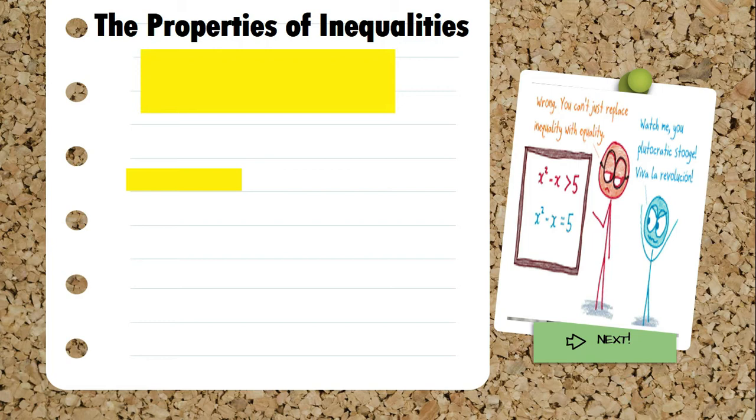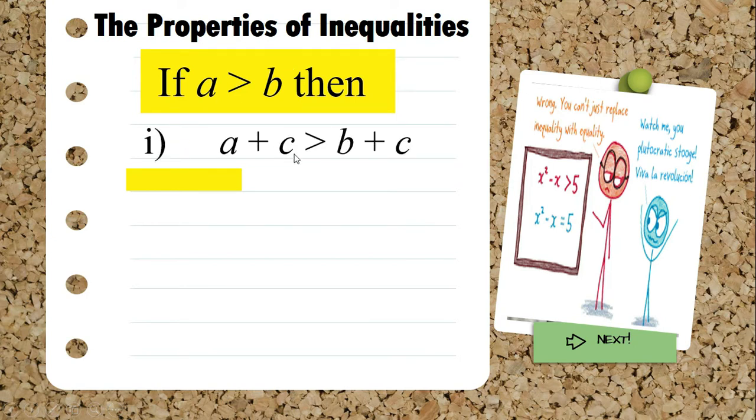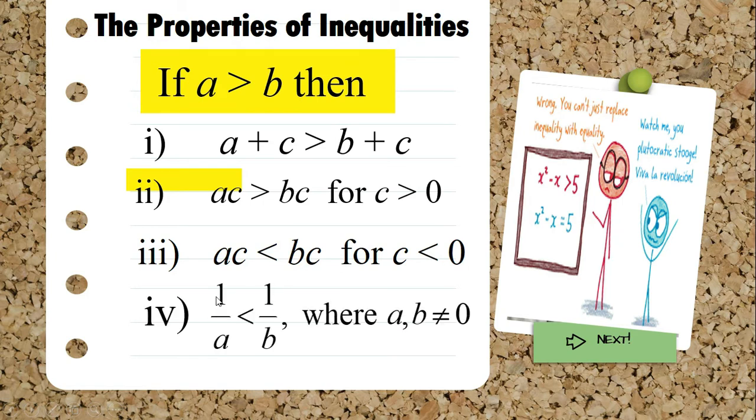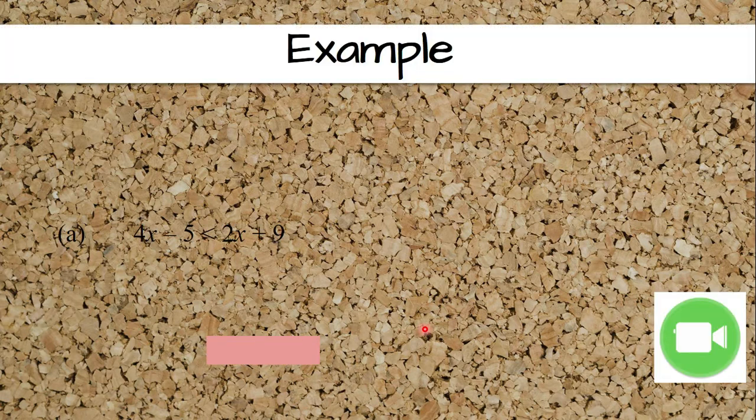Properties of the inequalities. If a is more than b, then first, a plus c is more than b plus c. Second, a times c is more than b times c for c more than 0. Third, ac is less than bc for c less than 0. And the last one, 1 over a is less than 1 over b, where a and b are not equal to 0. Firstly, we go to the linear inequalities. Now, let's discuss some examples.